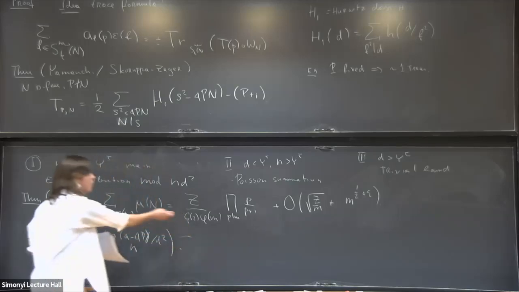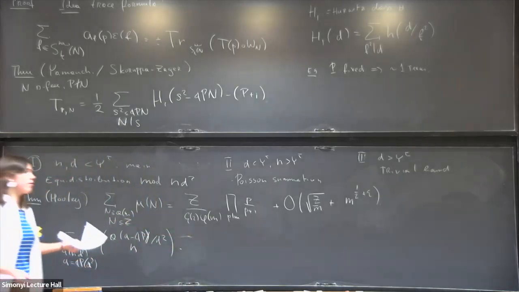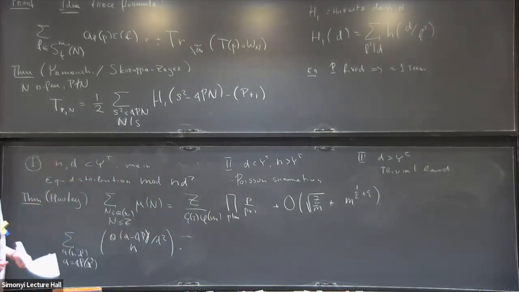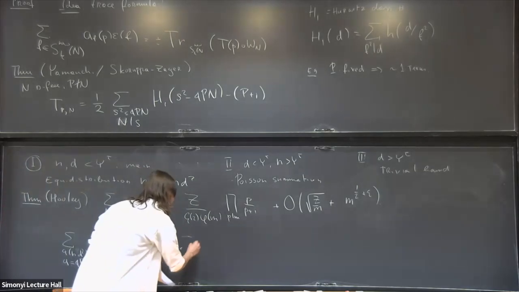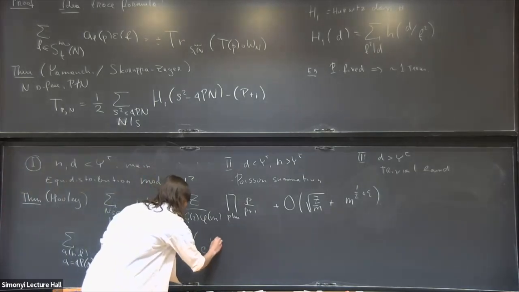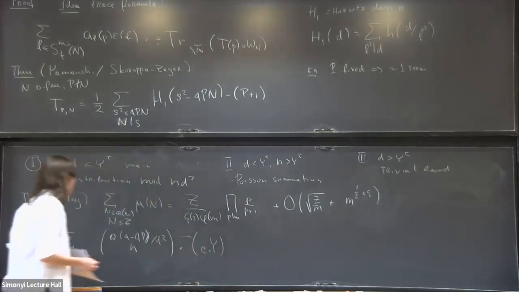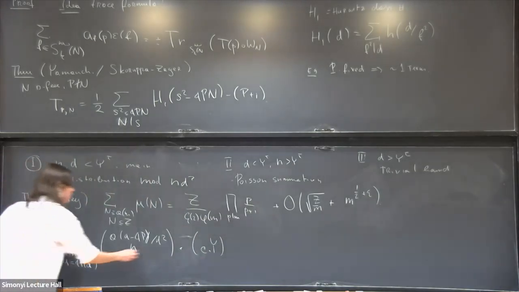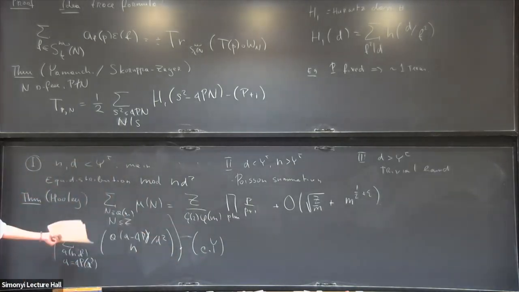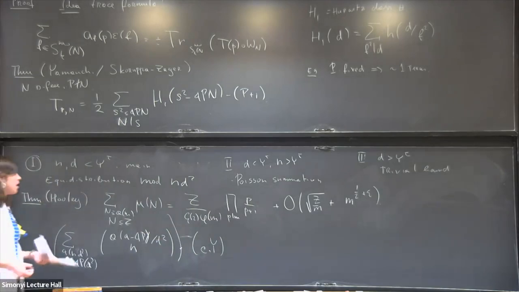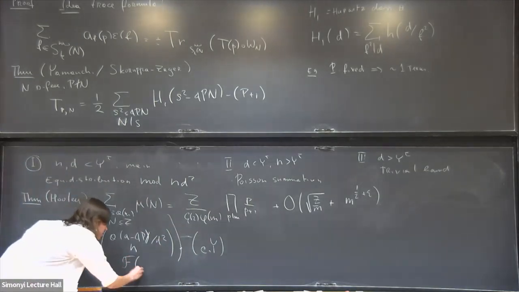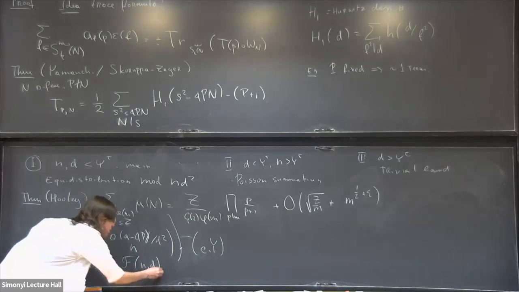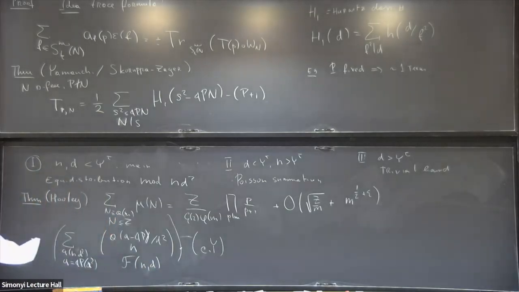Times whatever the theorem gives for the number of square free integers in this interval that fall in the correct congruence class. So times some constant times y. Okay, so this is now a finite sum. This is a sum that depends on d and n. And if you play around with it for long enough, you can write this down as an explicit multiplicative function of n and d. And then you can just sum this function over all n's and d's.